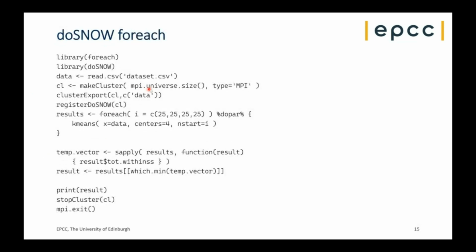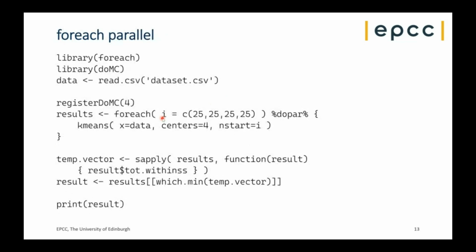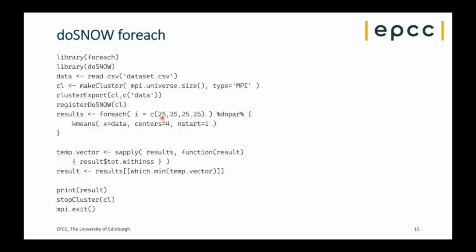And likewise, there's the doSNOW library, which is a very similar thing, but instead of doing lapply, it's parallelizing a do loop. So it's parallelizing foreach into doPar. So here we've got the thing that looked exactly like our doPar, which we were using with our doMC to parallelize that foreach across multiple cores in a node. We can now parallelize across multiple MPI processes across a set of nodes.